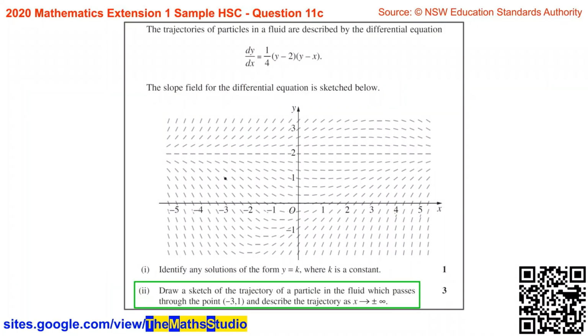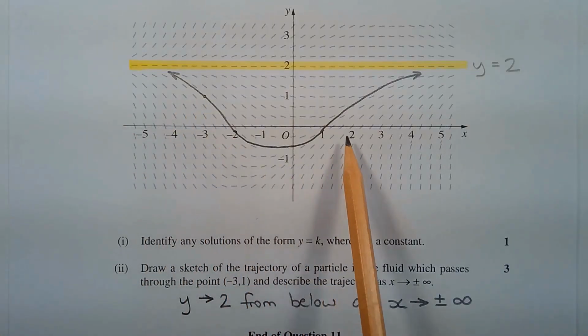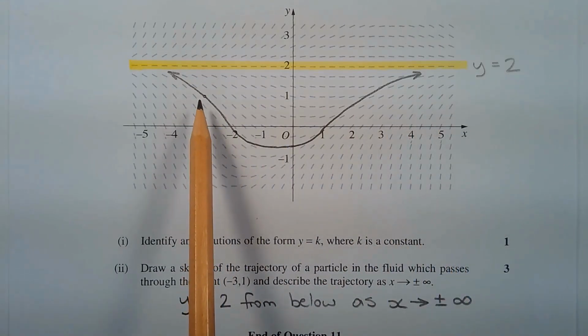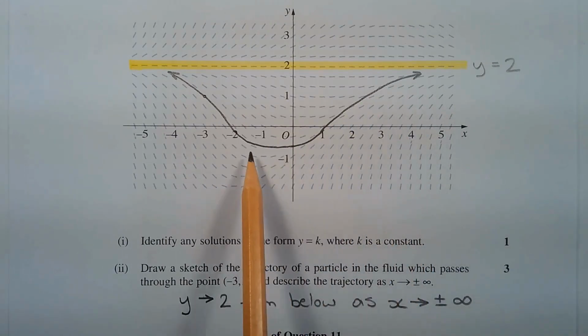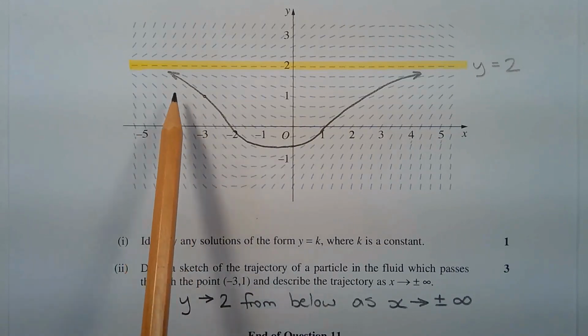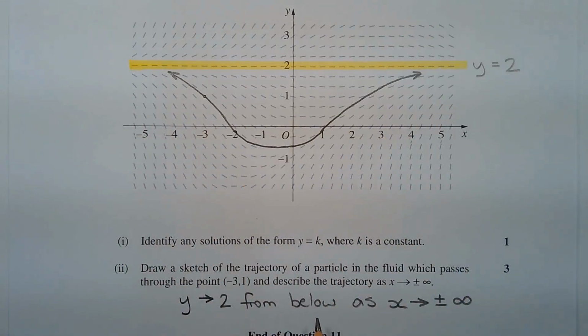Part 2. Draw a sketch of the trajectory of a particle in the fluid which passes through the point (-3, 1) and describe the trajectory as x approaches plus or minus infinity. Here is a sketch of the trajectory of the particle passing through the point (-3, 1). As the curve is sketched, try to keep the gradient of the curve as much as possible parallel to the adjacent tangent lines. In terms of describing the behavior of the particle as x approaches plus or minus infinity, it can be observed that the y-coordinate of the particle approaches 2 from below as x approaches plus or minus infinity.